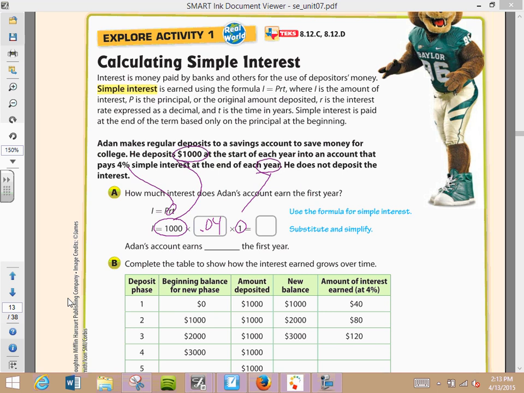40. That's just about right. 1,000 times 0.04 times 1 equals 40. So Adam's account earns $40 the first year. And that's basically how it works. If you had an account that earned interest every month, then it will grow every month. Credit cards generally, well, they don't earn interest. They charge you an interest every month. So, yes.